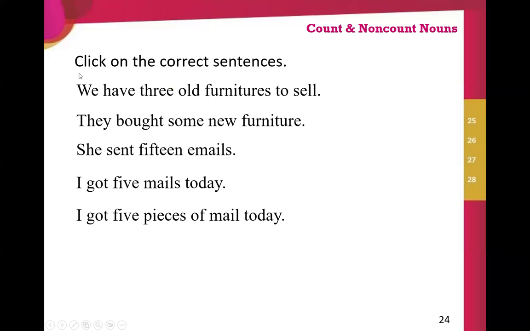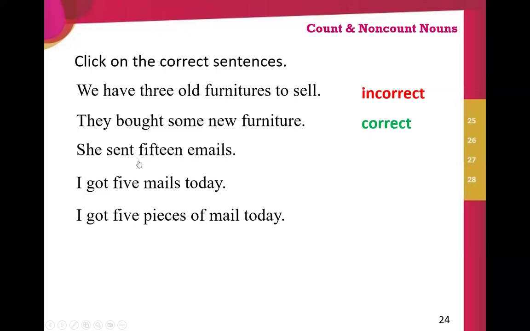Click on the correct sentence. Sentence number 1: We have 3 old furnitures. Is it correct? No. It's incorrect because furniture is an uncountable noun. We cannot say 3 furnitures. We can say 3 pieces of furniture. Next: They bought some new furniture. Is it correct? Yes, we use some with countable and non-count nouns.